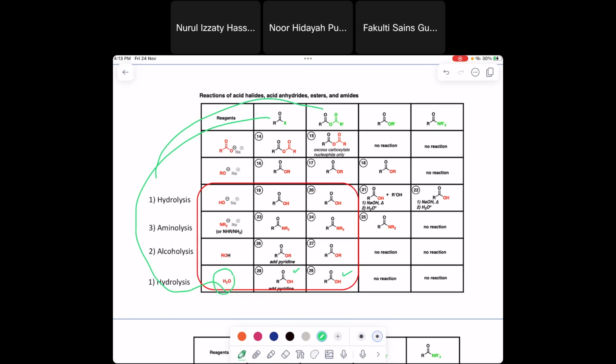Okay. The second reaction is alcoholysis. Same again, your reagent must be alcohol, and you react it with acid halide and anhydride. When you react with alcohol, you get your ester. Both are the same. Again, because you give off Cl minus, you can add pyridine to neutralize the HCl. And for aminolysis, we want to make an amide: you can use ammonia, primary amine or secondary amine, and you get your amide.